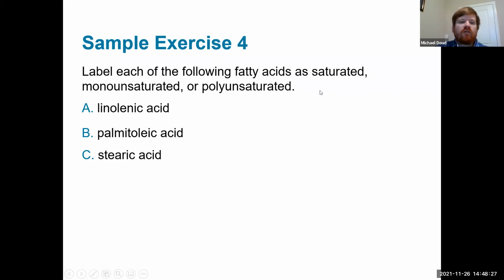Okay. All right. So go back through your notes. We've talked about a lot of different types of acids here. Remember, your notes are going to be eligible for the test. So you'll be able to use your notes on the test and label the following fatty acids as saturated, monounsaturated, or polyunsaturated. That's linolenic, palmitoleic, and stearic. So go ahead, pause the video, go back through your notes, and we'll take a look at the answer when we come back.